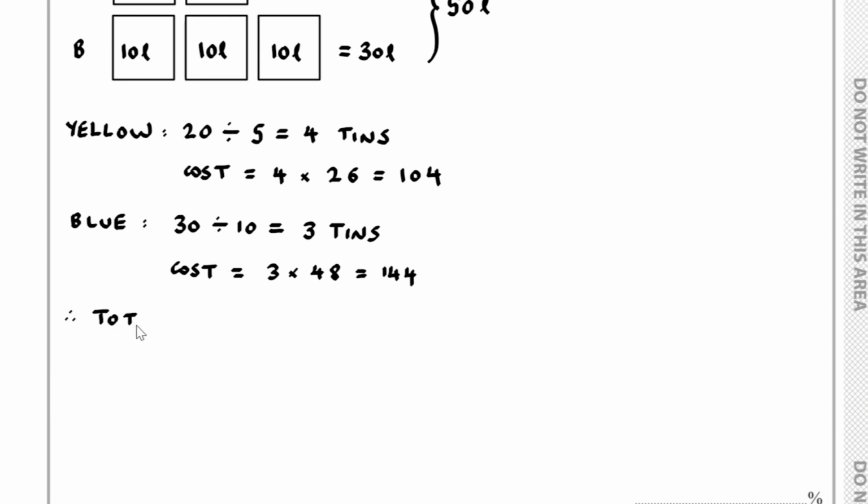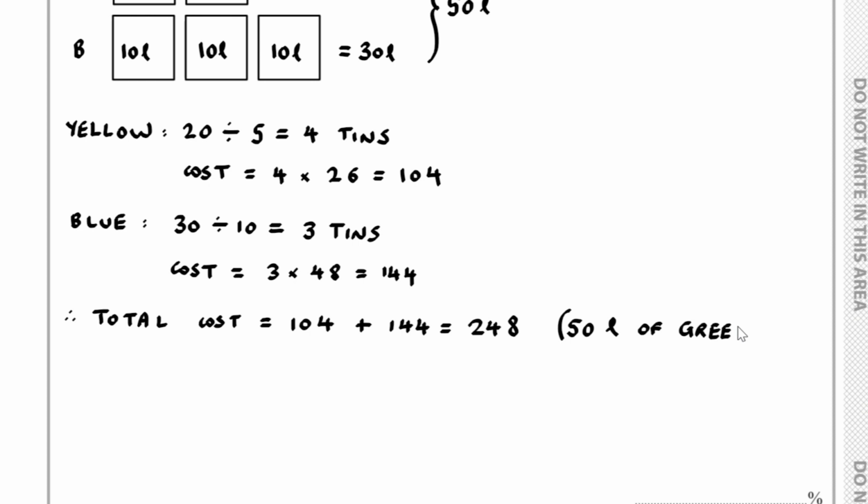So therefore the total cost, we have 104 for the yellow, 144 for the blue, and it turns out here we get 248. So it costs £248. Now what does this represent? Well, we're mixing in blue and yellow, and it costs £248 in total for 50 litres of green. So for 50 litres of green it costs £248.